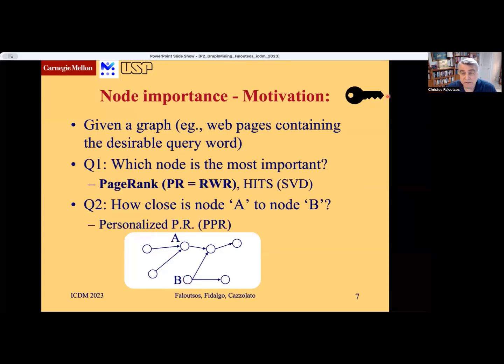The short answer is that there are two very good solutions for node importance: PageRank, also known as PR, or RWR for random walk with restarts, and also the HITS algorithm, the hubs and authorities algorithm, which is based on the singular value decomposition. Very, very powerful technique. The second question, the solution is the personalized PageRank, PPR.